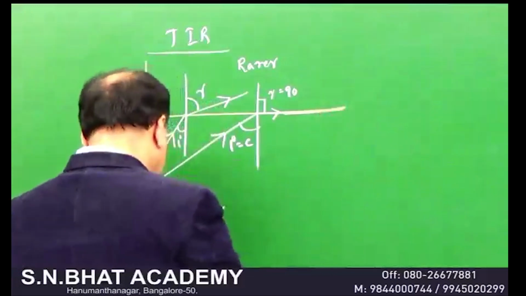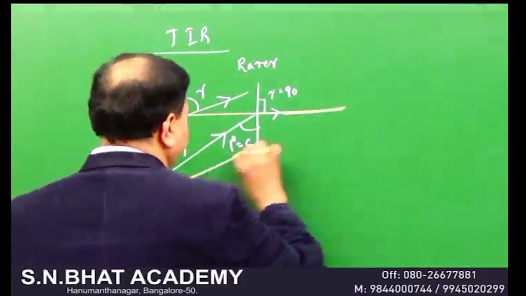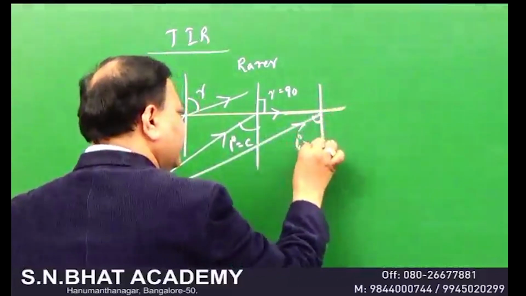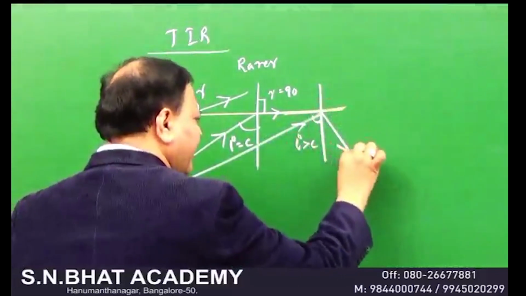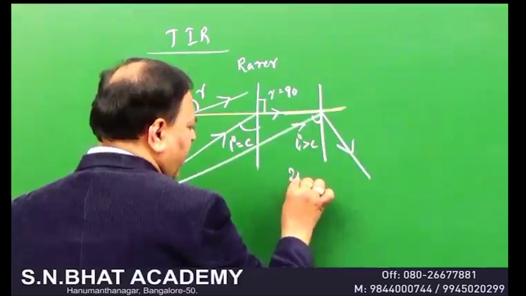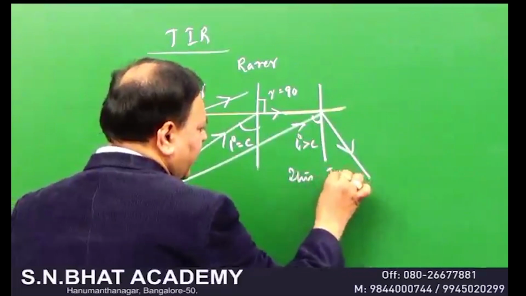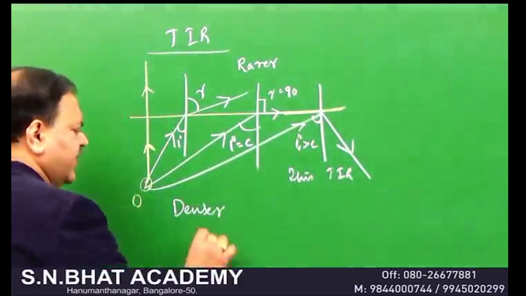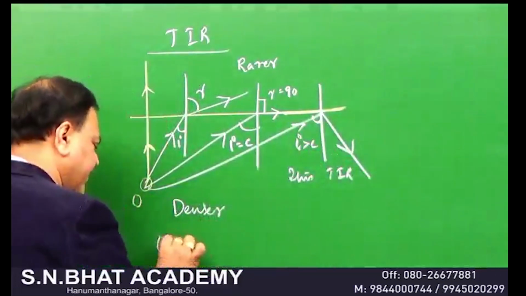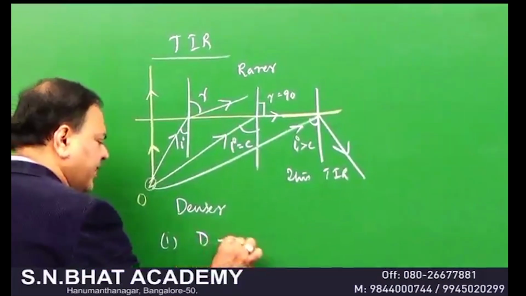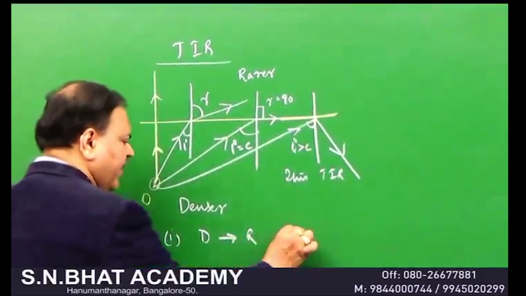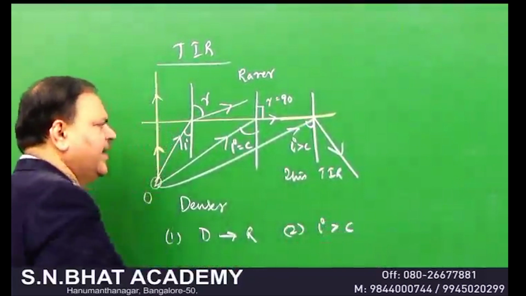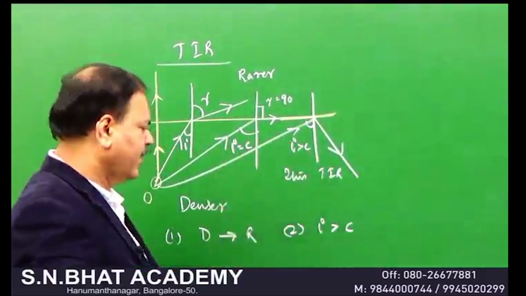Suppose the ray of light is incident at an angle greater than the critical angle, then the ray of light comes back to the same medium. This is called total internal reflection. That means the two conditions for total internal reflection are: the ray of light has to pass from a denser to a rarer medium, and the angle of incidence must be greater than the critical angle.